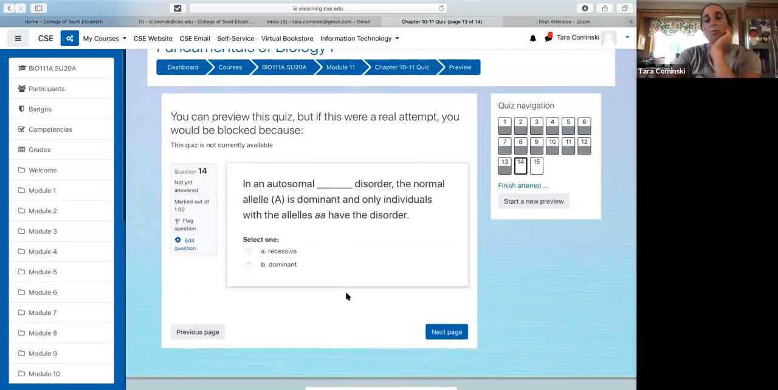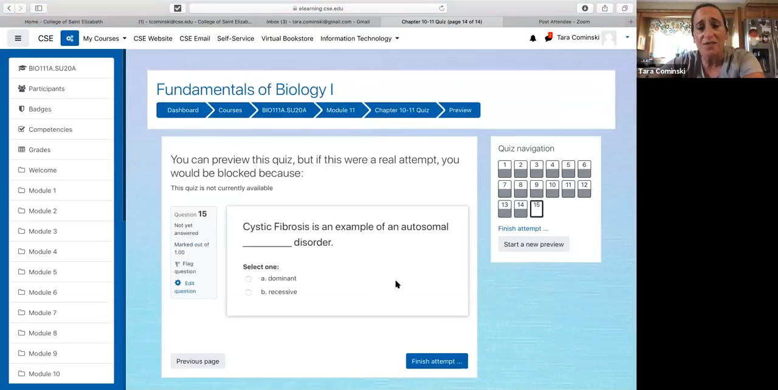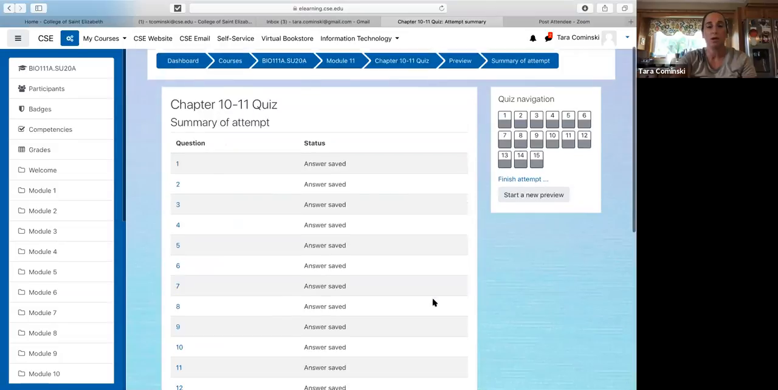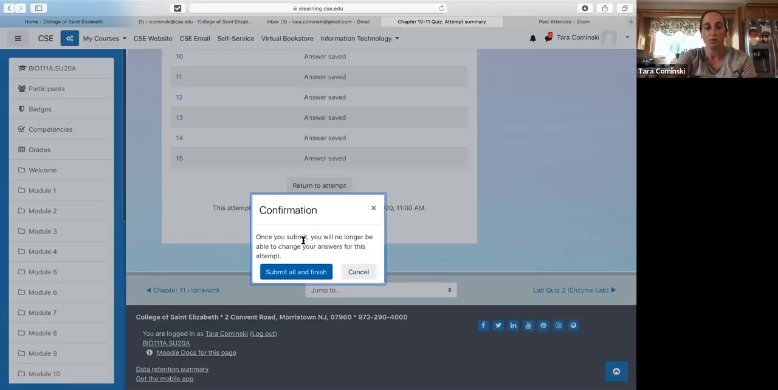In an autosomal blank disorder, the normal allele, capital A, is dominant, and only individuals with the genotype of homozygous recessive have the disorder. So this is an autosomal recessive disorder. Again, the recessive allele is the disease allele. Last one: cystic fibrosis is an example of an autosomal recessive disorder. Remember, I gave you a couple examples of autosomal recessive and autosomal dominant disorders.